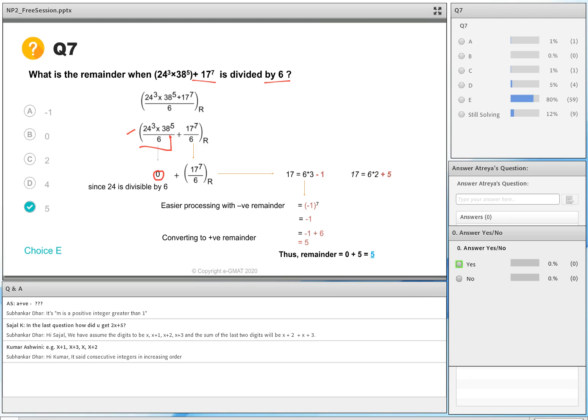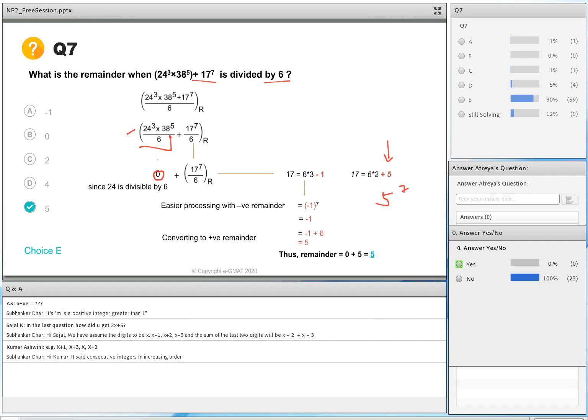So let's move on to the next part, which is 17 to the power 7 divided by 6. What is the remainder here? Now the positive remainder here would be plus 5. But are you willing to calculate 5 to the power 7? Please mark a yes or a no in the yes no poll. Are you willing to calculate 5 to the power 7 in your exam? Definitely not, correct? Definitely not.